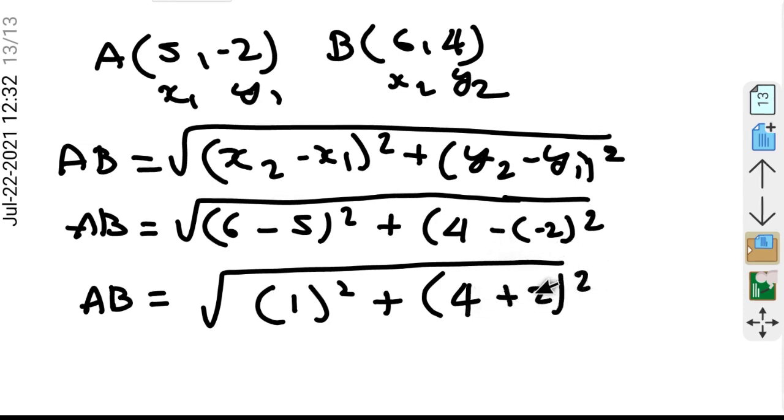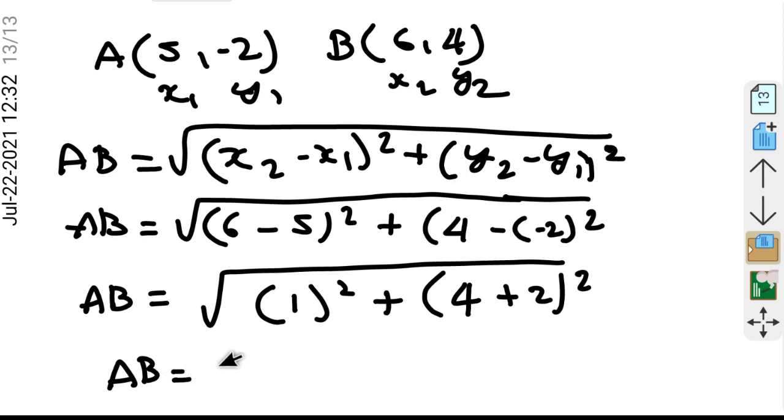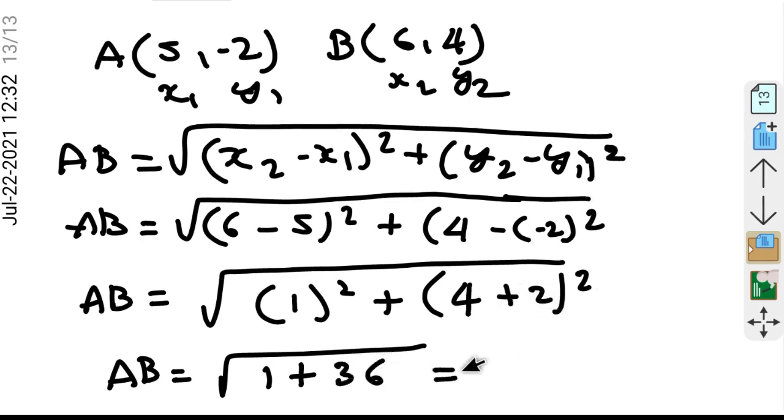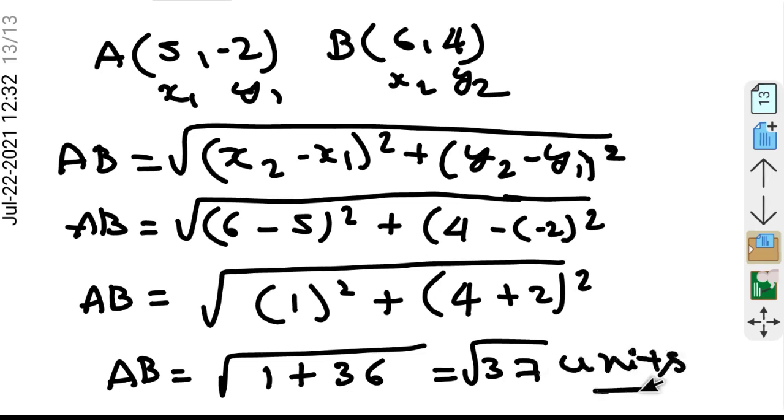Now this is what I have said for you people. Children, simple. See here, if you get two symbols at a time, write down in a bracket, afterwards multiply the symbols and simplify this. So minus into minus is plus. Clear, children? So AB equals under root of 1 square is 1 plus 4 plus 2 is 6 square is 36. So therefore under root of 37 units. Now this is the answer for AB.